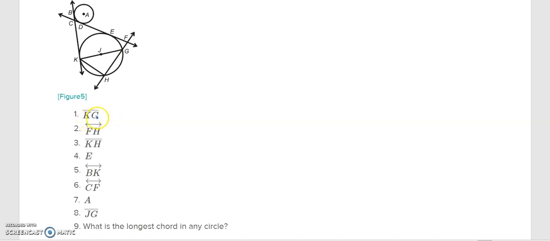So segment KG. This is going to be, where's KG? This is a chord. However, the best name for it is actually a diameter.